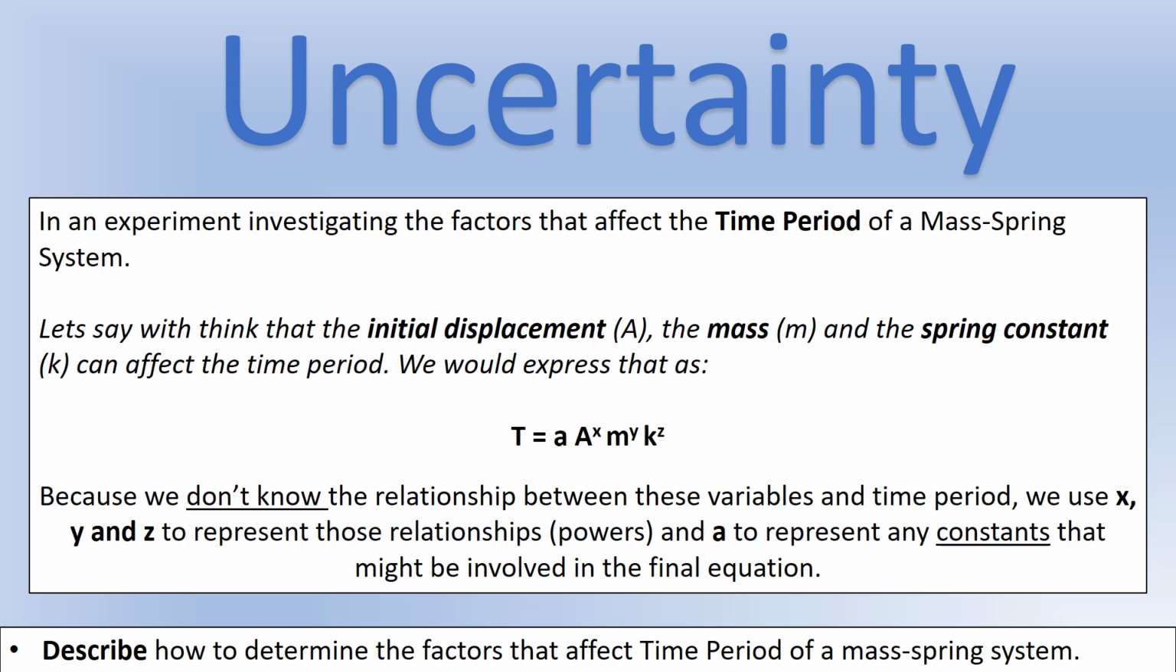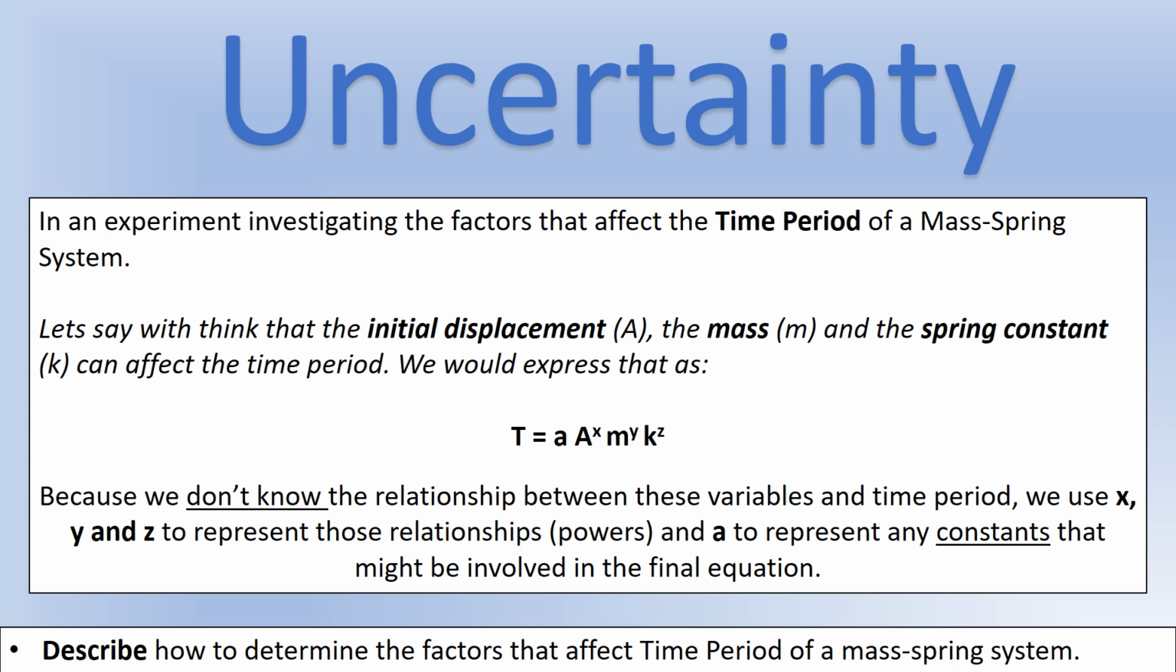To give you the context that I'm going to do this in, say we want to investigate the time period of a mass spring system. When we just thought about it, as the scientists who discovered all this, we thought maybe its initial displacement might affect time period, we thought mass might, we thought spring constant might affect it. We know a bit more than that now, but that's how they would have had to think.